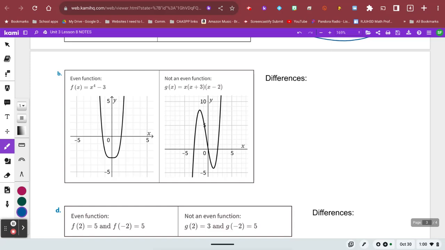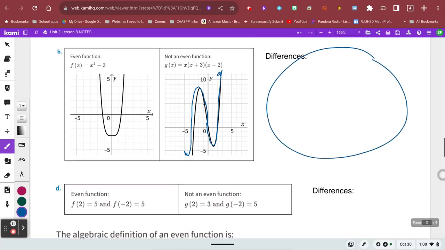The non-even one, we can see as x goes towards negative infinity, it does increase, but then it does decrease, so it does both. Same thing as x goes towards positive infinity, we go down and then go up, so we can't really say the end behavior of this one. So maybe write one thing you noticed right here.